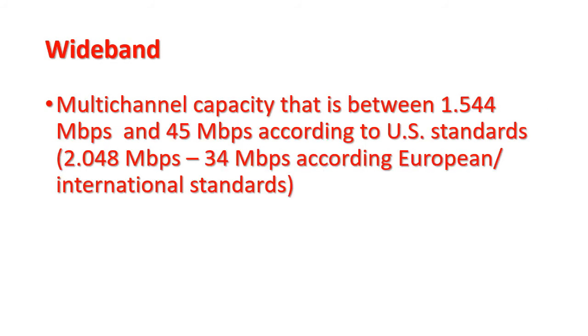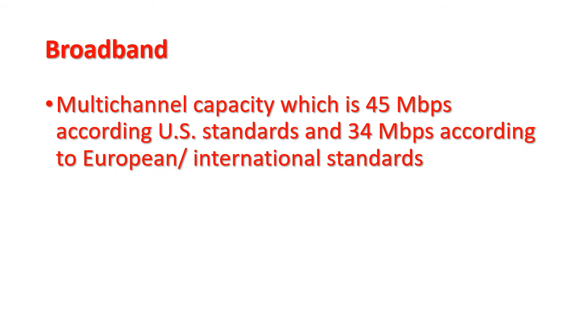Wideband. Wideband is a multi-channel capacity that is between 1.54 megabits per second and 45 megabits per second, according to US standards. Broadband. Multi-channel capacity which is 45 megabits per second according to the US standards and 34 megabits per second according to European and international standards.